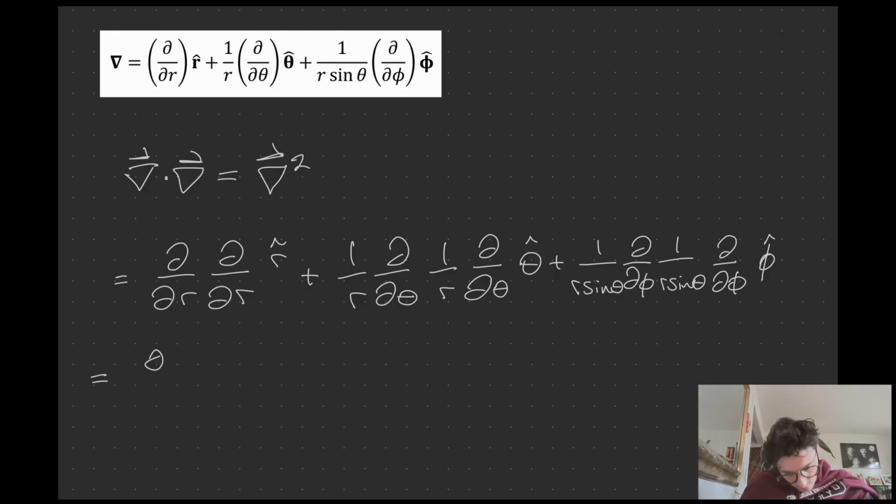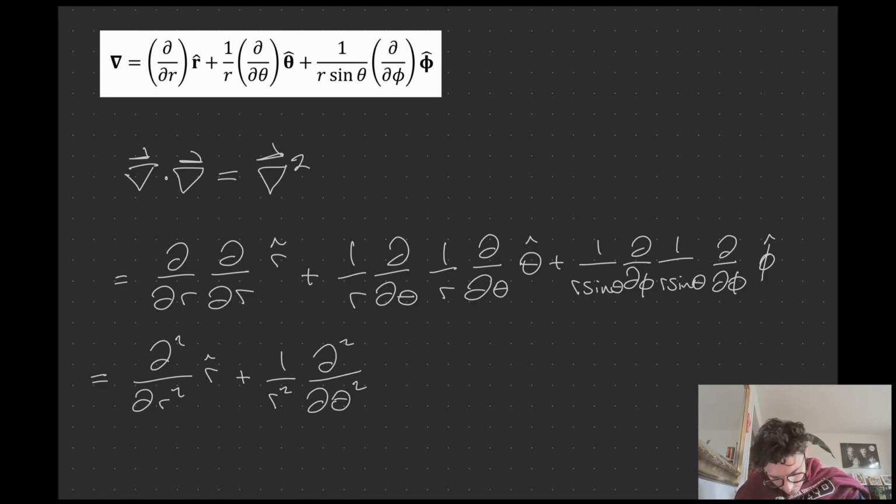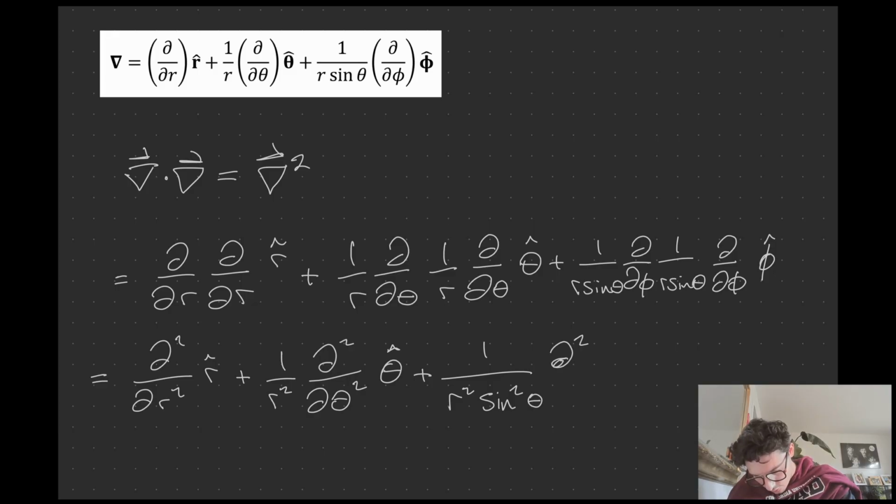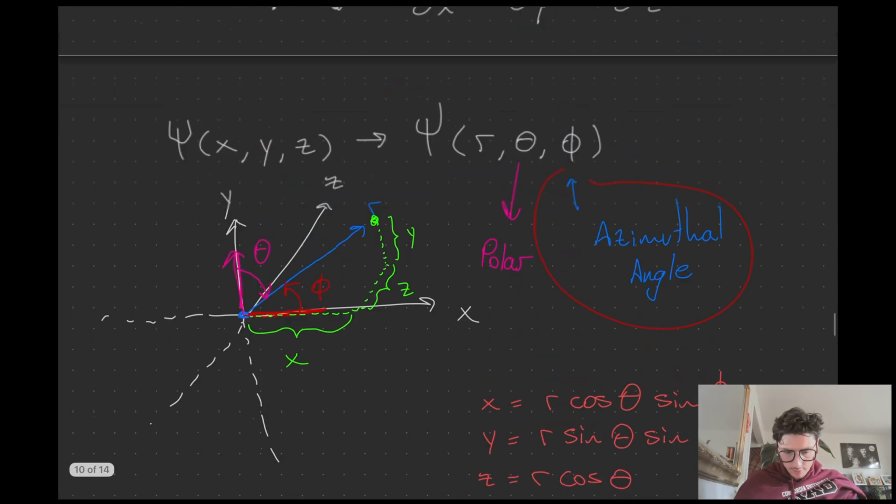This partial acting on itself twice gives you partial r squared, r hat component. Then I guess this 1 over r combines with itself, and this theta partial derivative is second order, theta hat component. And then here we can also pull stuff out. So we have r squared sine squared theta, and then this partial squared, partial phi squared, phi hat. Is this true? This is where we reach our second checkpoint.